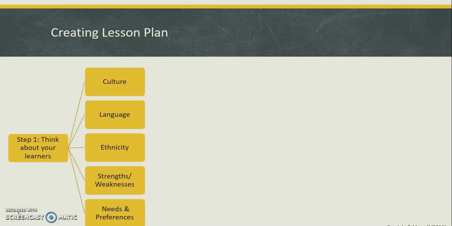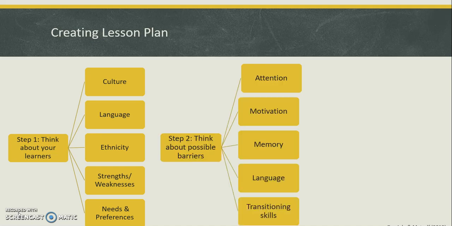If you do not think about your students' strengths, weaknesses, needs, and preferences when creating a lesson plan, you're creating a lesson plan for an ideal student. You're not taking into account the diversity of students within your classroom. Next, you need to think about the possible barriers that your students may have. Some barriers may include attention spans, lack of motivation, troubles with memory, language barriers, and transitional skills.